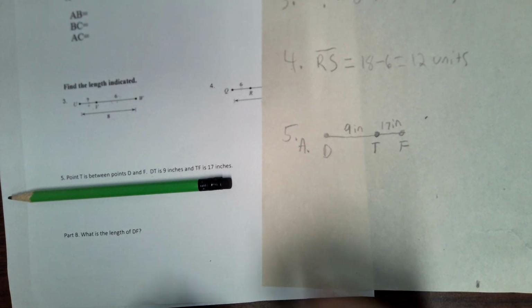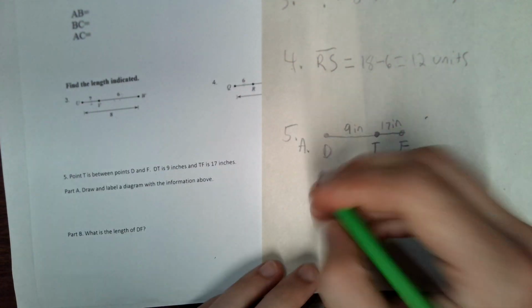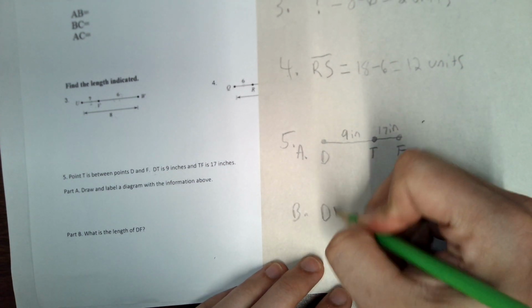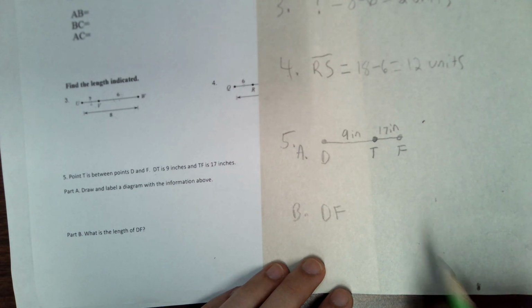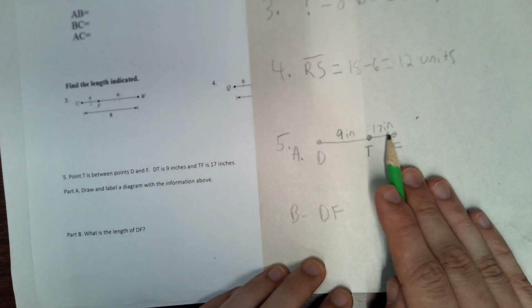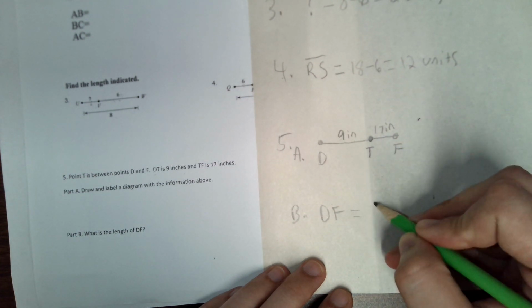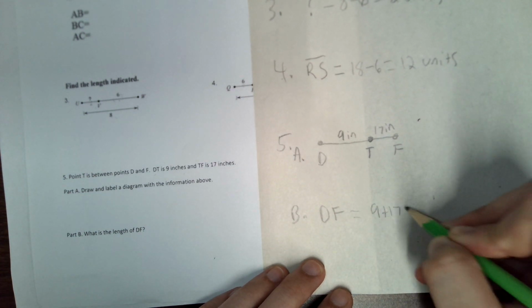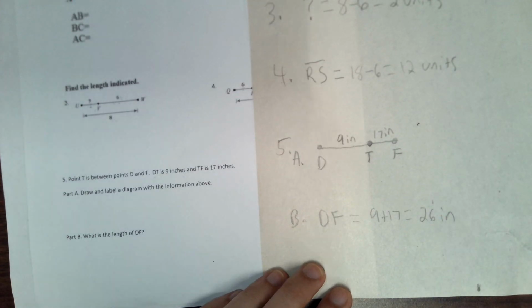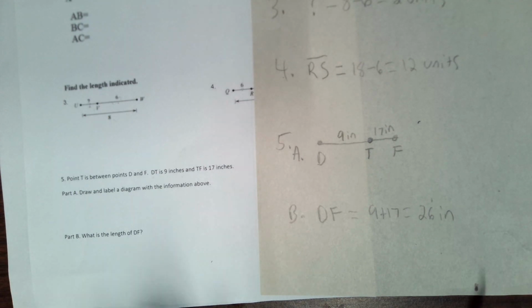They really help. So now Part B asks, what is the length of DF? From D to F, well, I know this piece is 9 and this piece is 17. So that means I'm going to have to add those two pieces together and we'll get 26 inches. So I want you to pause the video right here and you try number 5.